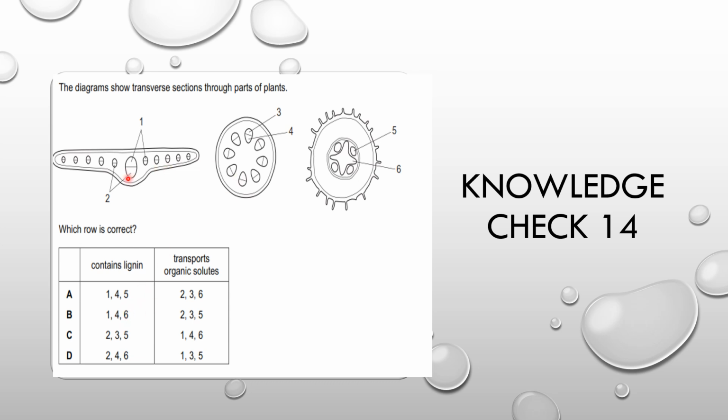Phloem in the leaf is inner, 2. In the stem and in the root, phloem is outer. So 3 is phloem, 5 is phloem. So 2, 3, 5. Xylem is 1, 4, 6.